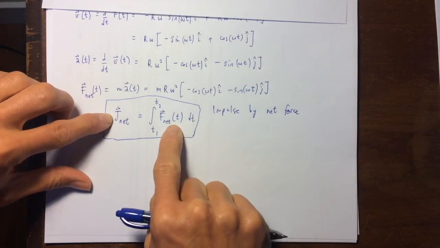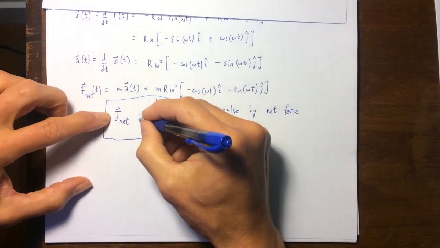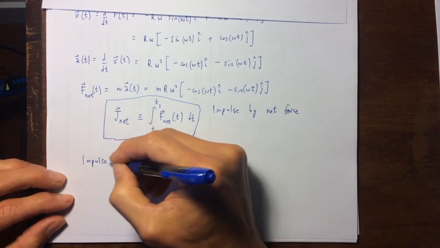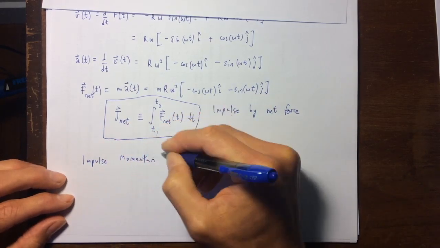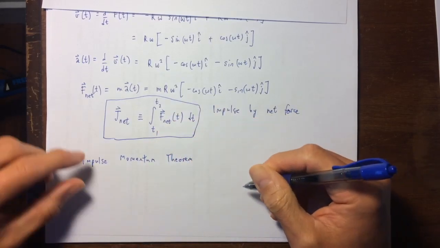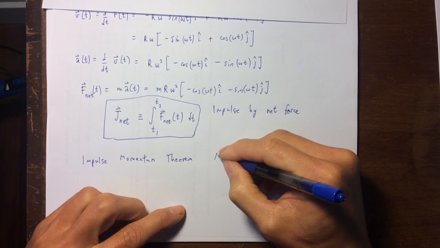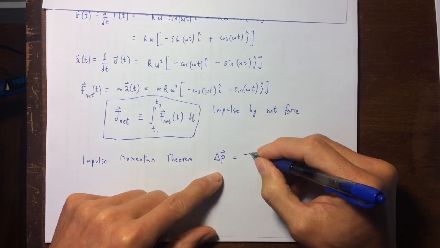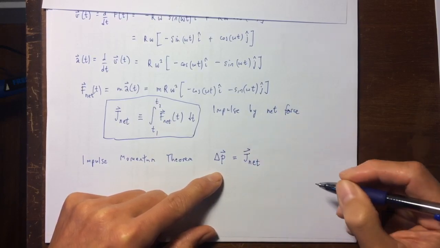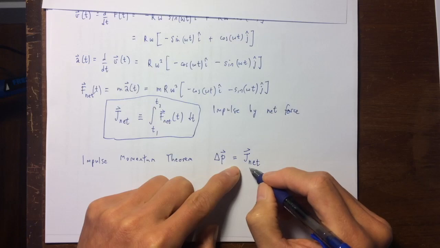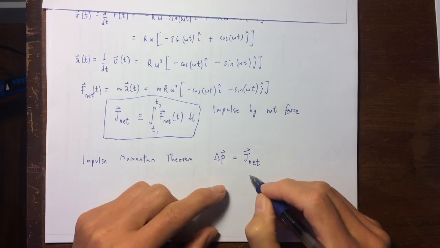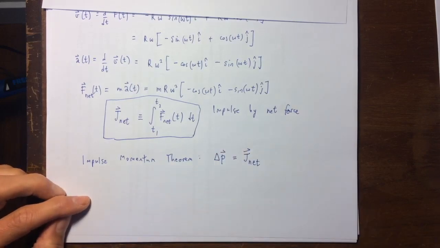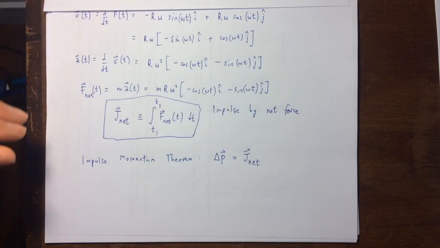This is how you calculate it right here. You could say this is the definition of the impulse by the net force. The impulse momentum theorem says, if there is an impulse on an object, the change in the momentum of that object is equal to the amount of impulse that was done to it by the net force on it. So this is what the impulse momentum theorem says. Okay, good.